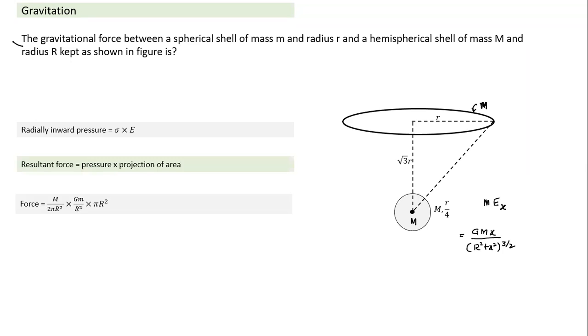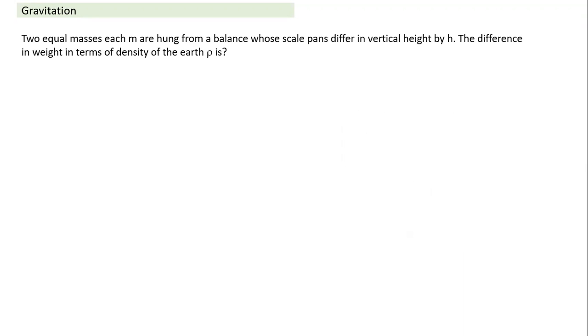Okay, so I think this is something I've copied. There's another question here. Two equal masses, each of mass m, are hanging from a balance whose scale pans differ in vertical height by h. What is the difference in weight in terms of the density of Earth? So what does this question mean?